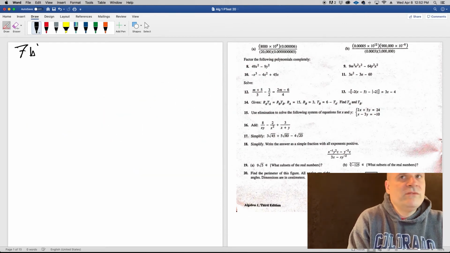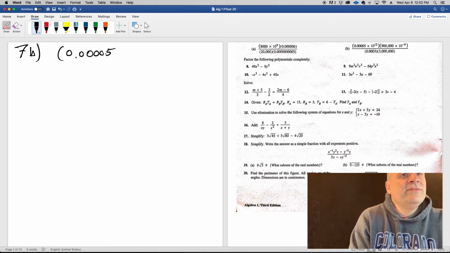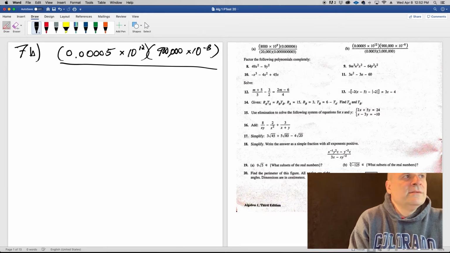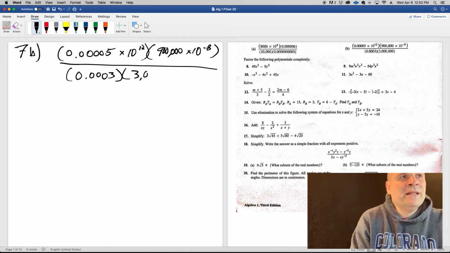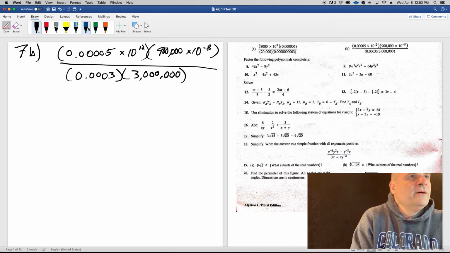All right, well, there's a B to our 7. So let's do 7B. Here's what 7B says. 0.00005 times 10 to the 12th, all times 900,000 times 10 to the -8th, all divided by 0.0003 times 3 million. Whoa. Okay. All right, one step at a time.